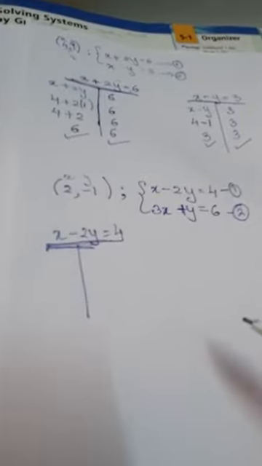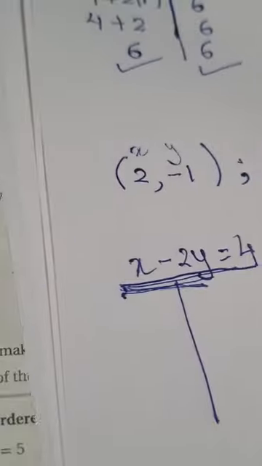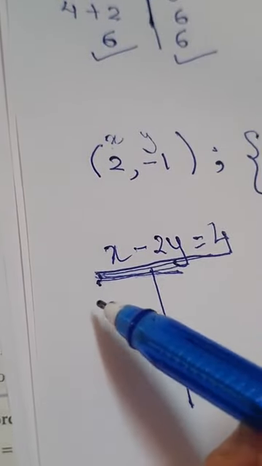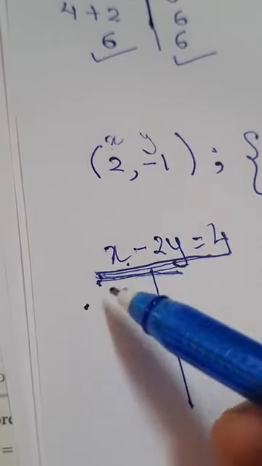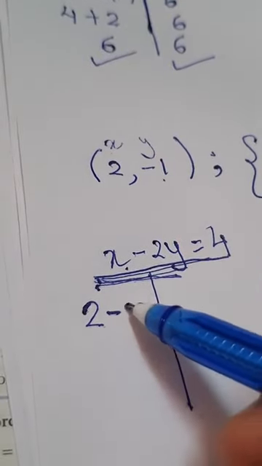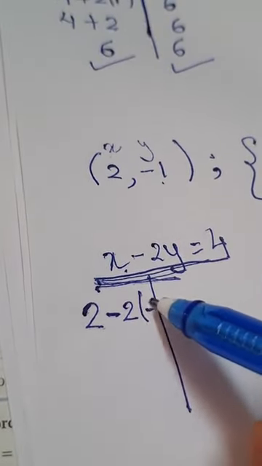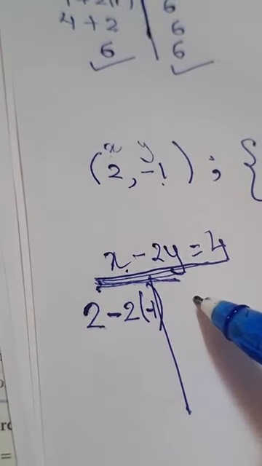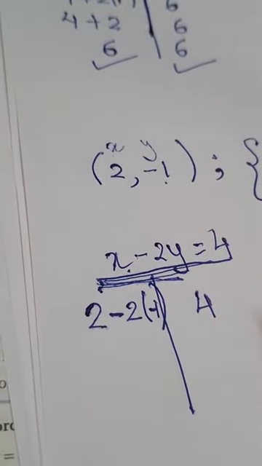Okay, so x minus 2y equals 4. What's the next thing you're going to do? Write here the value of x, that is 2 minus, what's the value of y? Minus 1. So 2 multiplied by minus 1. And this side, what should be the number? Always it should be 4.